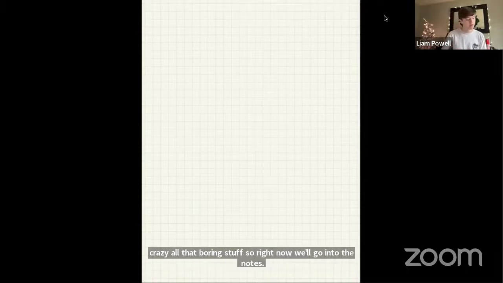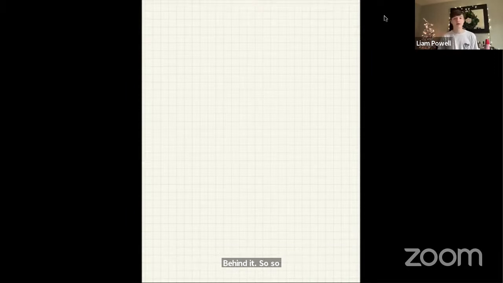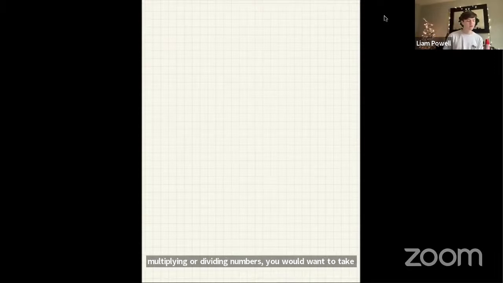So first, significant figures. When multiplying or dividing numbers, you would want to take the lowest number of significant figures. You want to have the same amount of significant figures in the answer as the number with the least amount of significant figures. And for adding and subtracting, you would want to count the decimal places, and the amount of decimal places is your final answer.